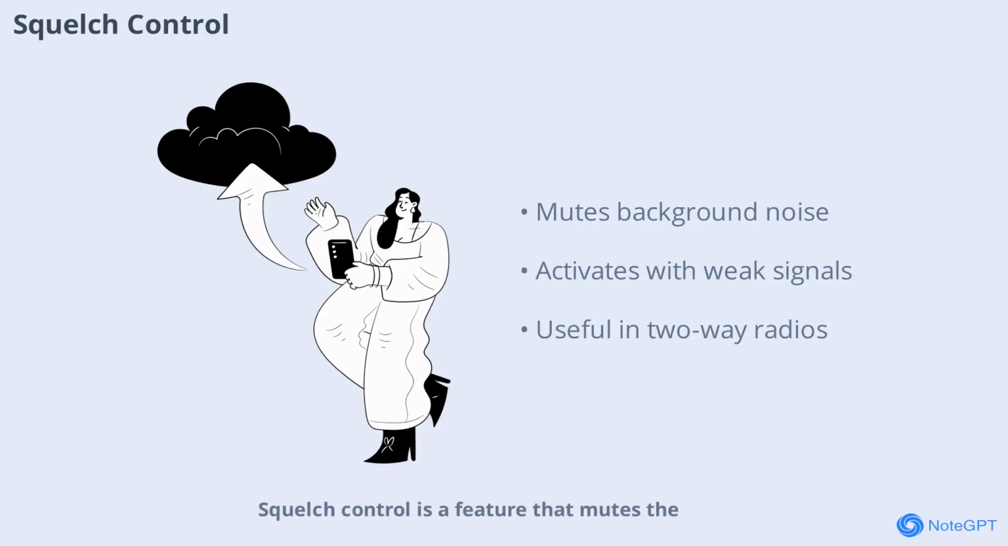Squelch Control is a feature that mutes the receiver's output when no strong signal is present. This prevents annoying background noise when tuning between stations or during periods of weak reception. Squelch is especially useful in two-way radios and communication receivers.